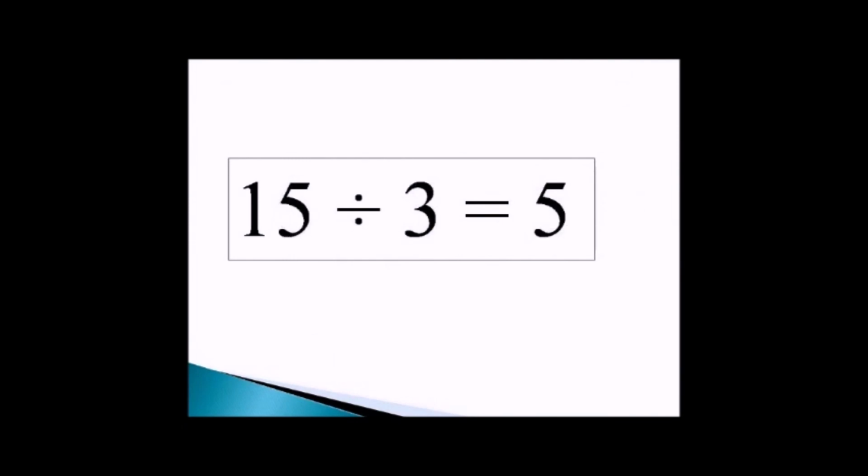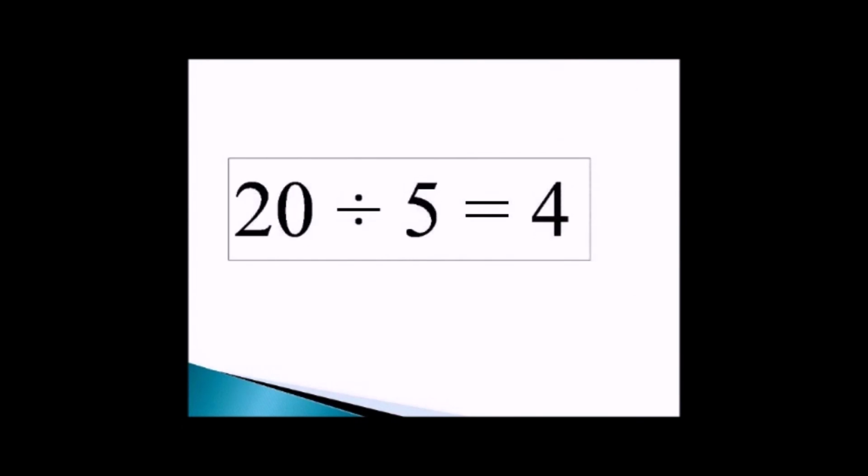And 15 divided by 3 is 5. Multiply the divisor and the quotient, 3 times 5, gives you the dividend at the front, 15. Once you know your 3 timetables and your 5 timetables, you're okay. 15 divided by 3, 5.